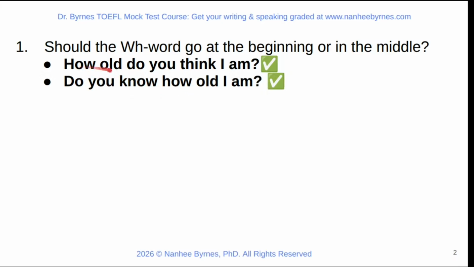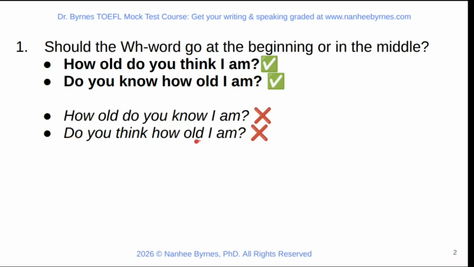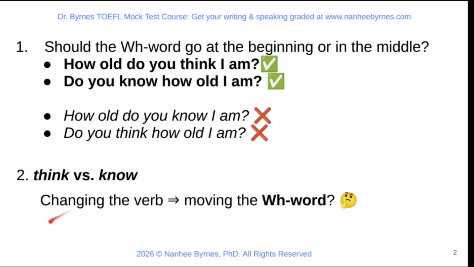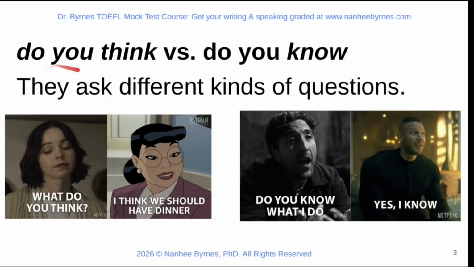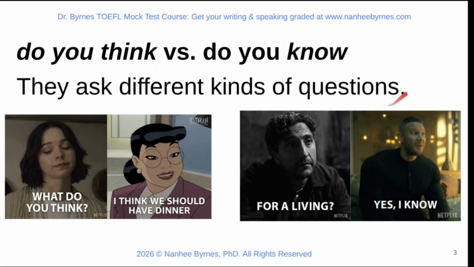Both sentences are correct, but these are incorrect. How old do you know I am? Do you think how old I am? The sentence structure looks almost the same. The only difference is the verb, think versus know. So why does changing the verb force the which word to move? The reason is simple. These verbs ask different kinds of questions.